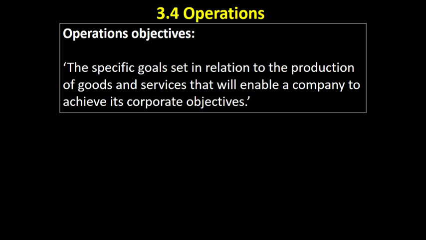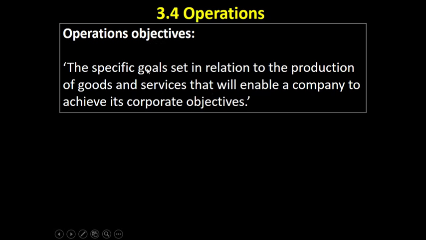So what is an operations objective? It is a specific goal set in relation to the production of goods and services that will enable a company to achieve its corporate objectives. So in my last video I defined what the operations function did, and essentially the operations function is about the process of a business organising its resources in order that it can supply its customers with the goods and services that they want. Operations is all about getting the product from the raw material state to the final customer and making sure that they can consume that good.